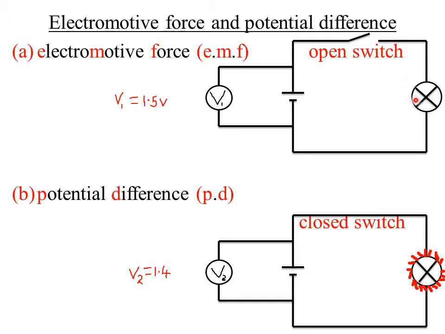So you can see in this case the bulb is not actually lighting because there is no current being supplied to it, because the circuit is open, or the switch is open here.